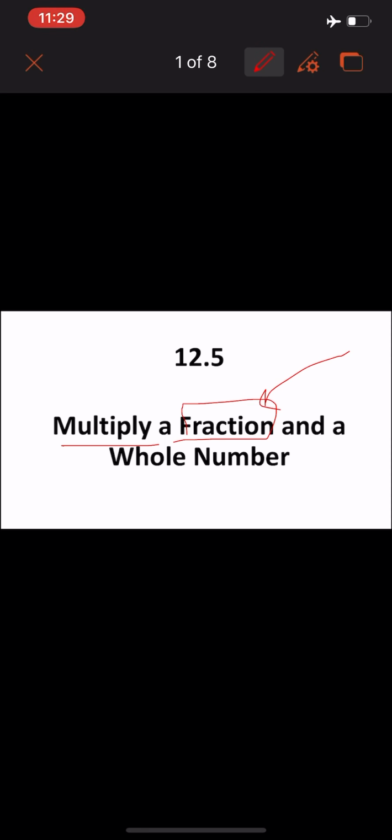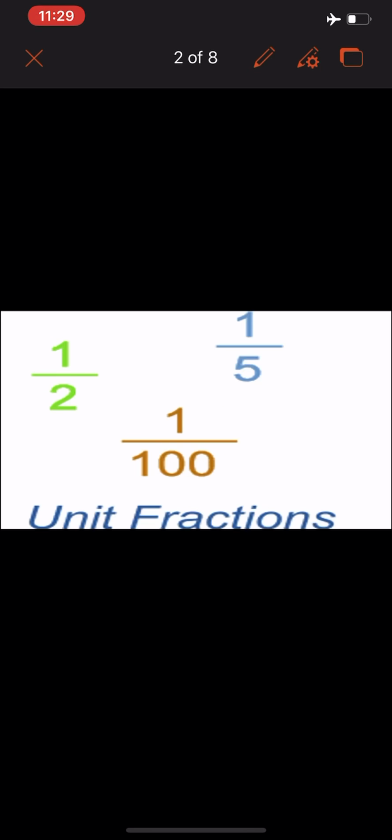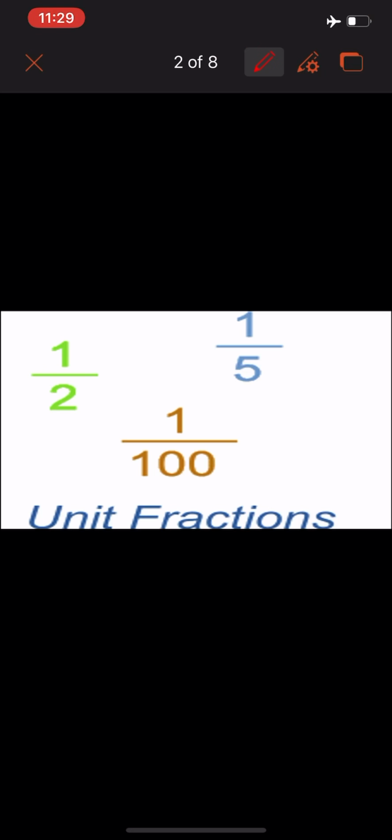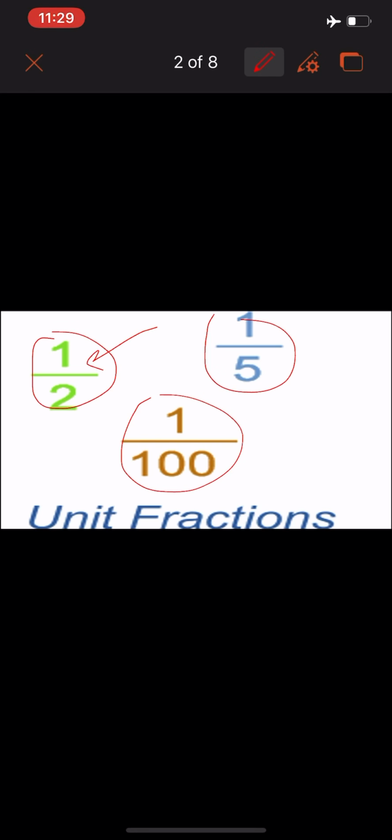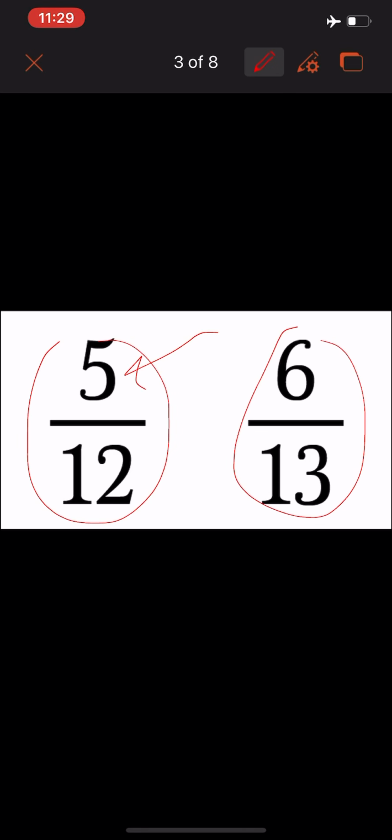So what is the difference between the unit fraction in the last lesson and the fraction for today? Let me remind you what the unit fraction is. As you know, the unit fraction is the fraction that has 1 in the numerator, right? So when you have 1, it's a unit fraction. But about the others here, 5 out of 12, 6 out of 13, we don't have 1 in the numerator, so we have any other number.